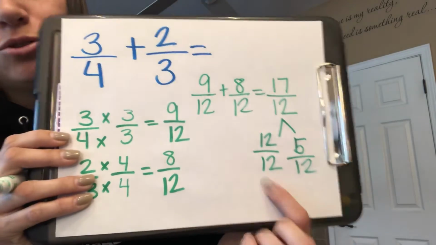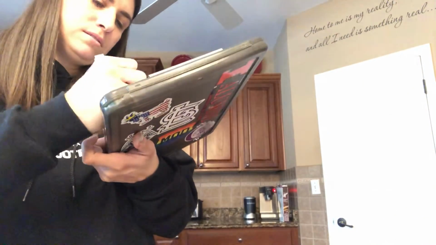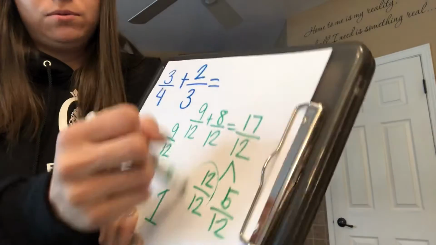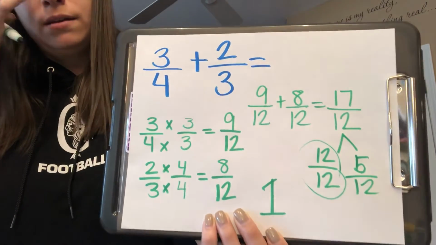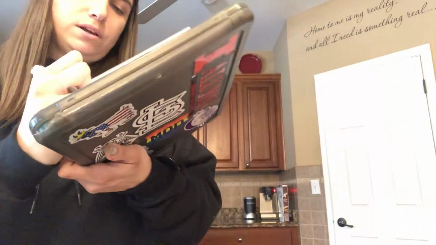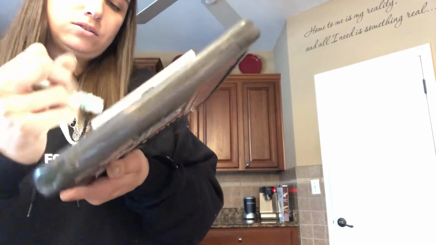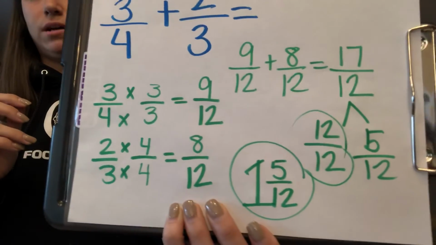5/12. So 12/12 is equal to 1. All right, there's my 1. Anything over itself is 1. And then what's left over is 5/12. So I get 1 and 5/12.